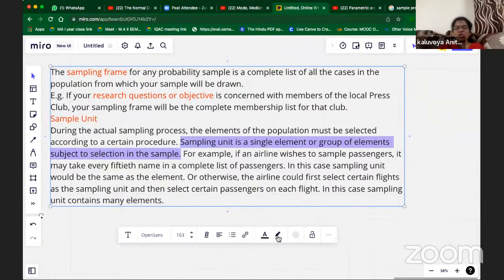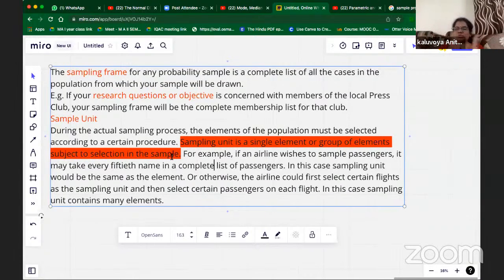Sample unit is a single element or a group of elements subject to selection in a sample. It means there is one thing because of which you are selecting them. What is that one common thing among all that sample frame? You are picking up one common element and trying to pick those people into your study. For example, if an airline wishes to sample passengers, it may take every fifth name in a complete list of passengers. So it wanted to pick up some passengers on whom it wants to do a survey.